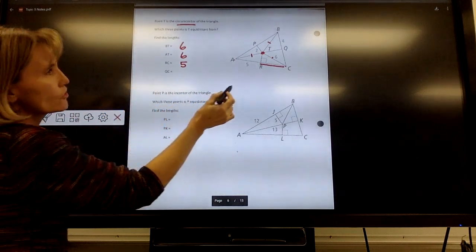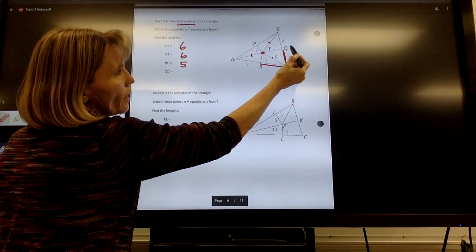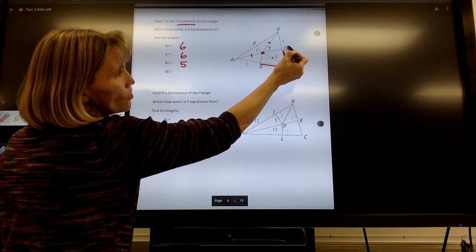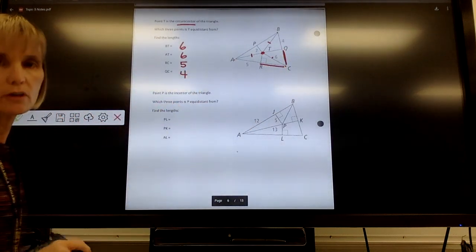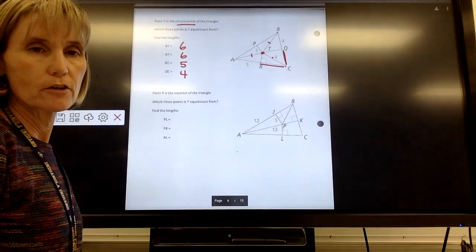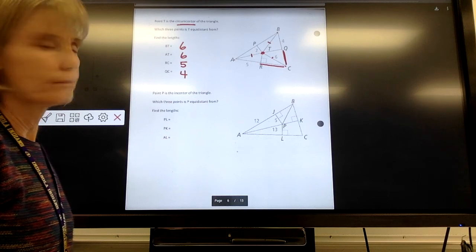And then to find QC, QC is up here. Again, this side of the triangle has been cut in half, so if from B to Q is 4, that means from Q to C is also going to be 4 units. So you can figure out those distances by using what we know about a circumcenter.